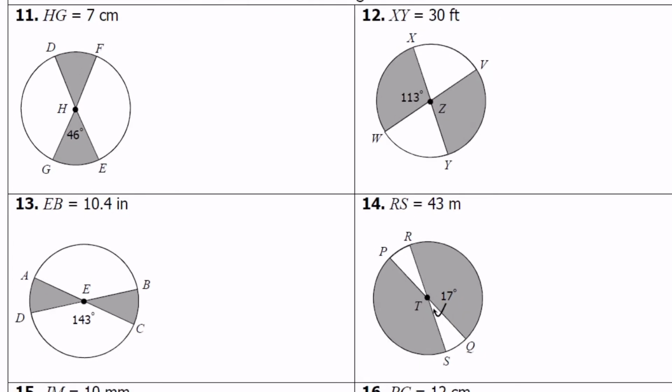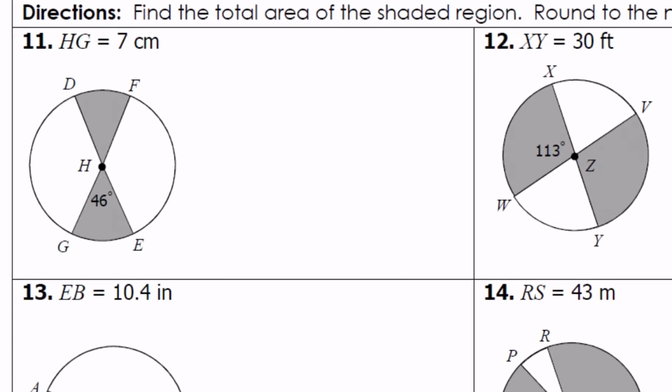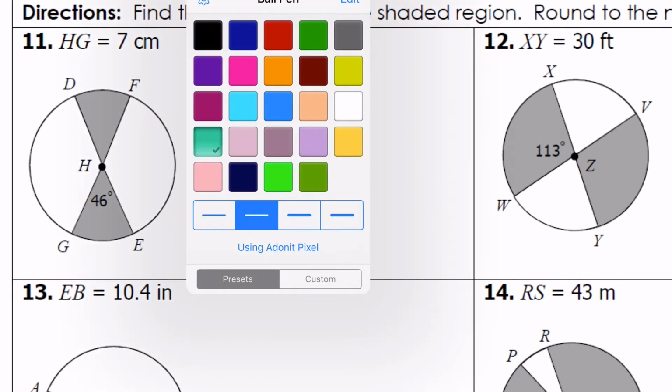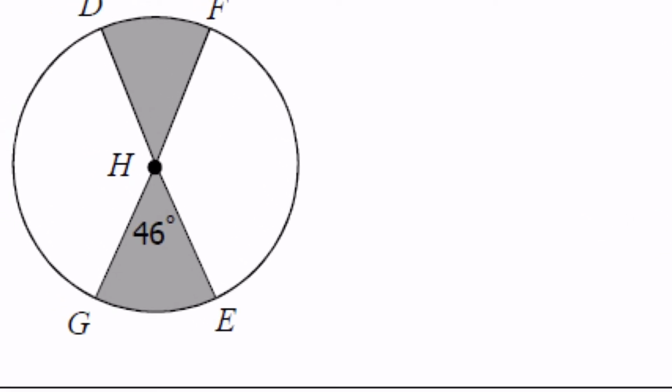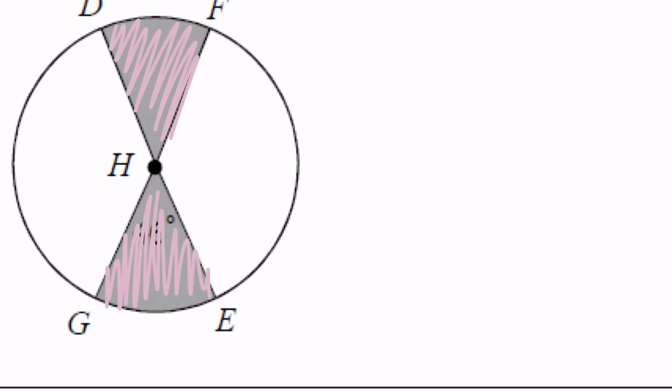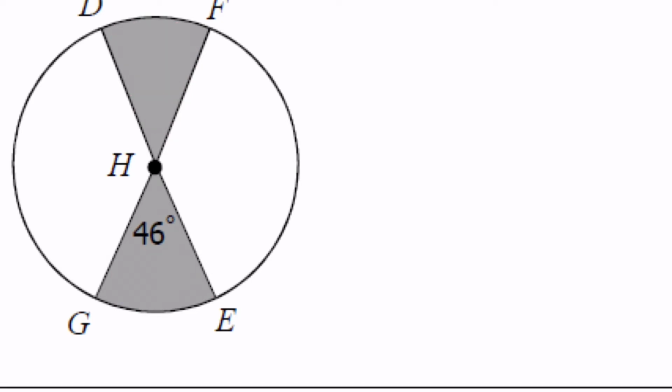Then I want to look at 11 through 16. So 11 through 16 are a little bit different. In this case, we're trying to find the total area of the shaded region, and then round to the nearest hundredth. So in this case, I have 2 sectors. If I'm looking at number 11, I have 2 sectors here I need to find the area of. Okay. Well, if you notice, these lines are straight lines.